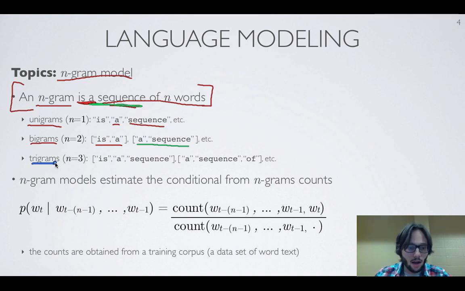And then trigrams, which corresponds to n equals 3. An example is "is a sequence", because we have "is a sequence" here, "a sequence of", because we have "a sequence of" here, and so on. So that's what an n-gram is, really, just a sequence of n words that is usually extracted from data.